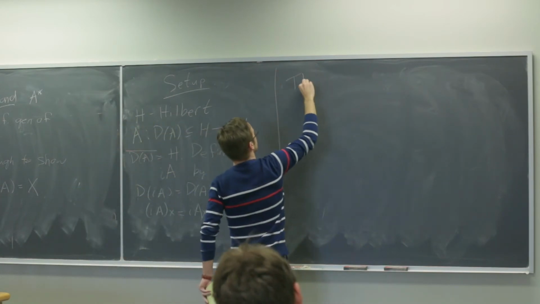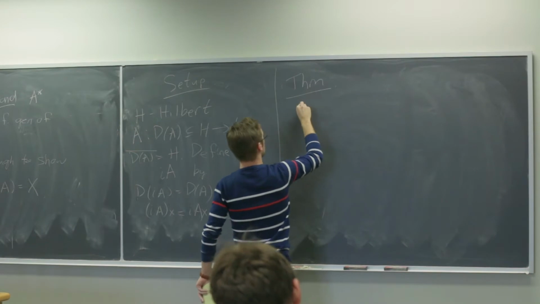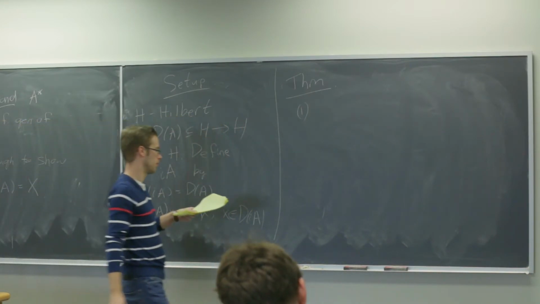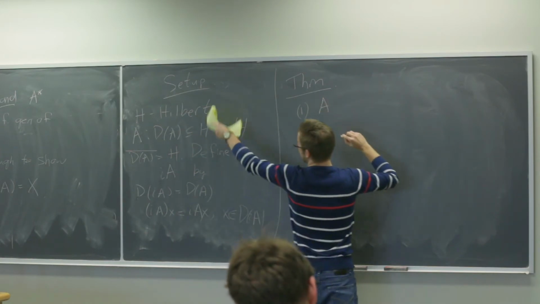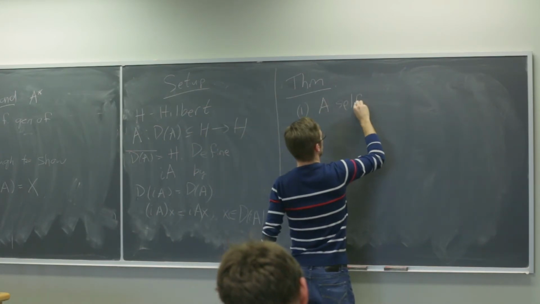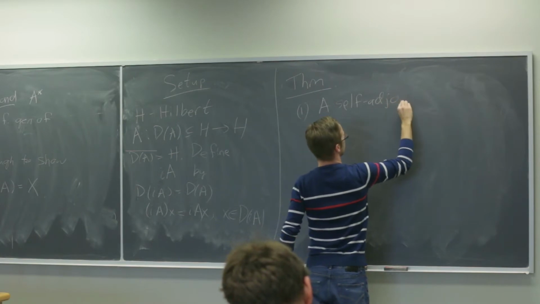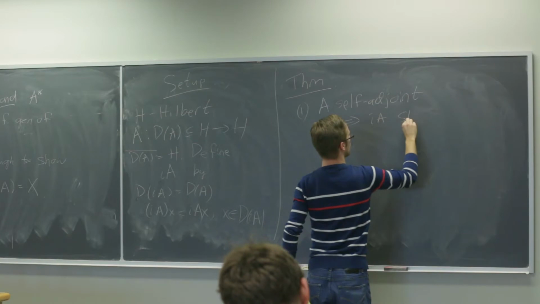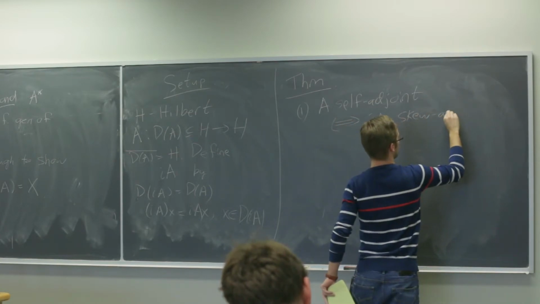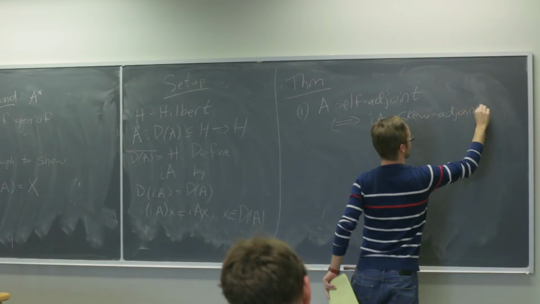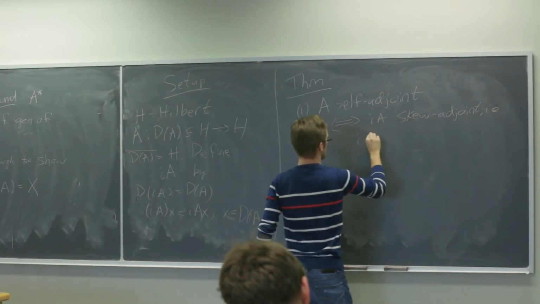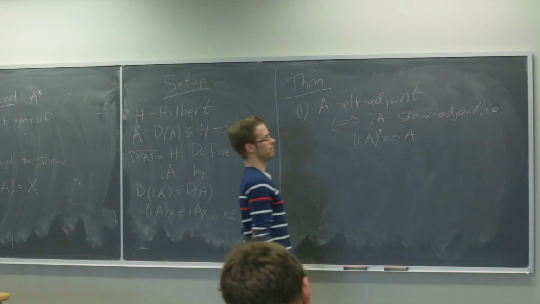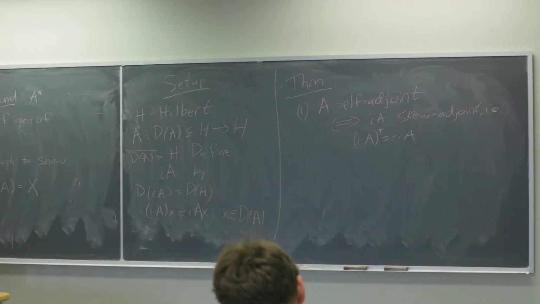So here it is. First part, which I guess some people consider this part of Stone's theorem, I consider only the second part of Stone's theorem. So under this setup, the first part says A is self-adjoint. This is equivalent to saying that IA is skew-adjoint in the following sense. (IA)* is equal to minus IA. That's the first part.